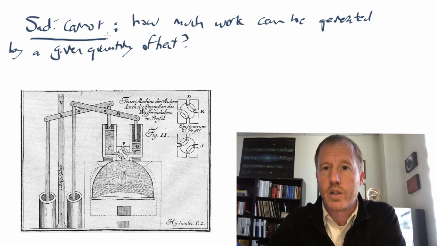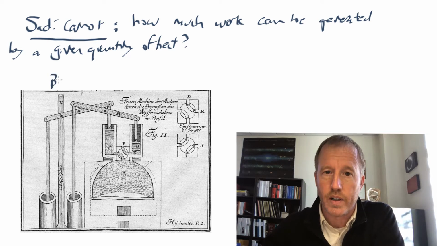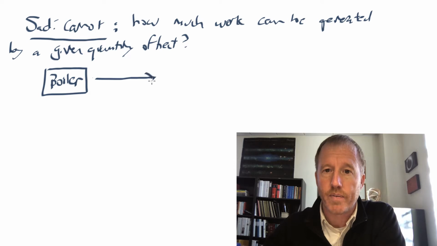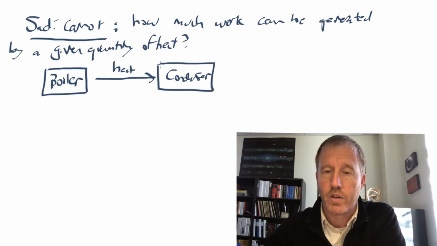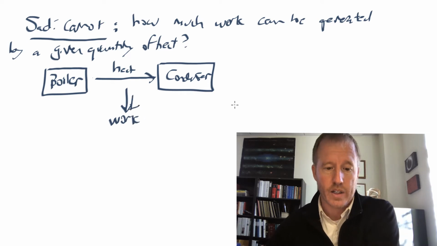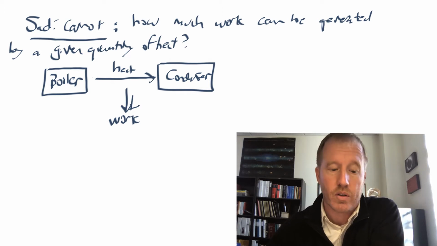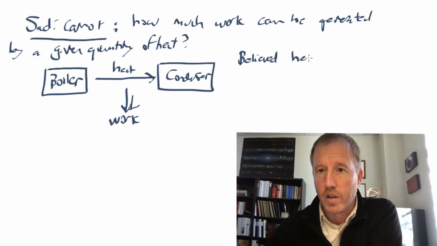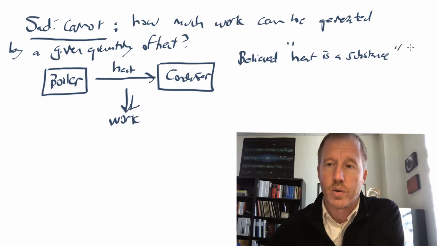So Sadi Carnot, being an engineer, wanted to know how much work we can get out of a certain quantity of heat. If you have a boiler, like on a train, you're heating up water using coal, and you have heat flowing to a condenser or to some other cold object. In so doing, you can extract some work. And the question is, how much work can you extract? He did a number of experiments to try to determine the answer to that question. And it's important to note that he fully believed that heat was a substance. Okay, so he believed in the caloric theory.